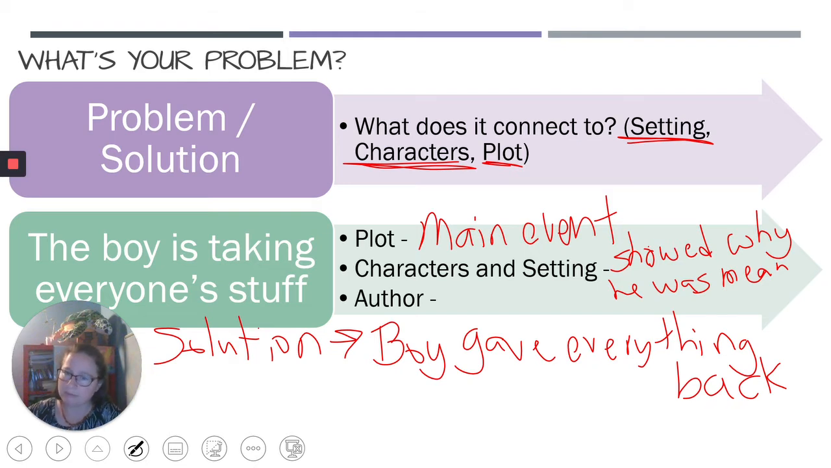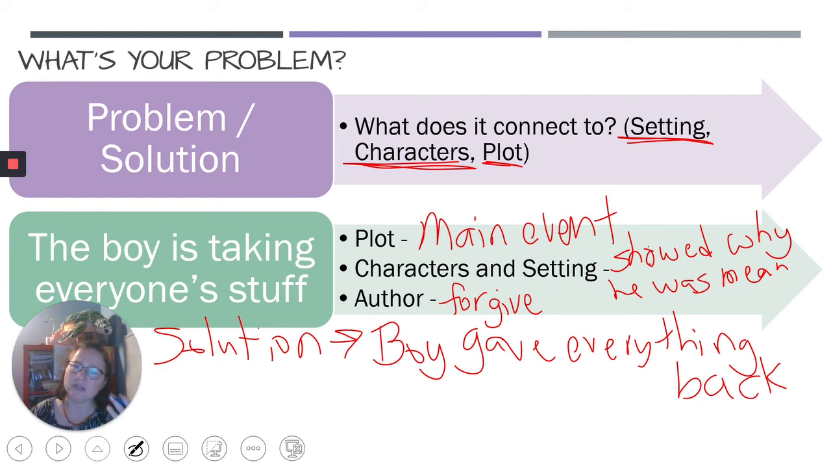Well, if the problem was the boy was taking everyone's stuff and the solution was he gave everything back, maybe the author wants us to know people can change. Does the story show people changing? It does. I think the author also wanted me to know sometimes people hurt others because they were hurt. So the author is teaching me maybe to forgive. I'm going to say the author is showing me to forgive.